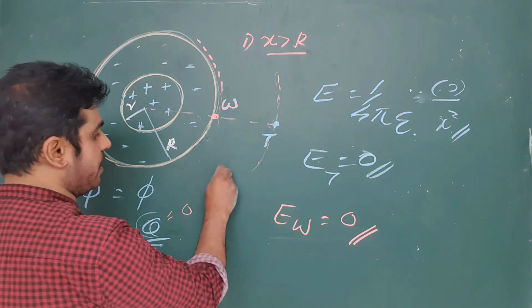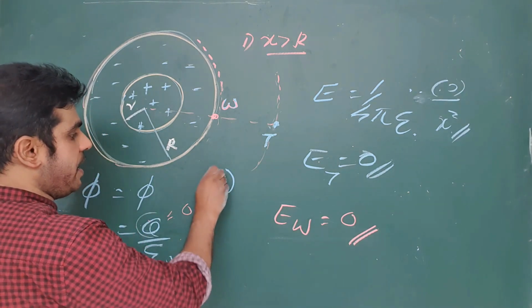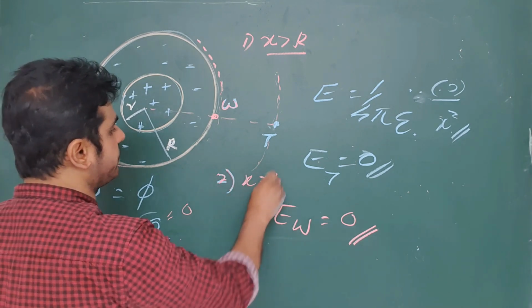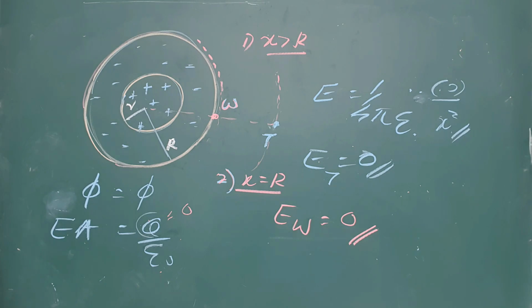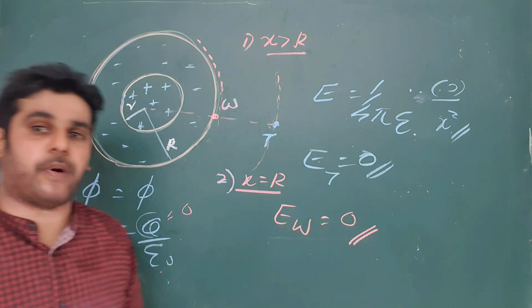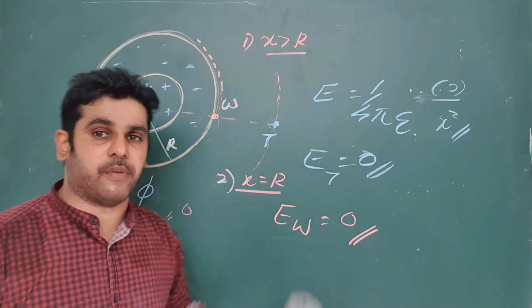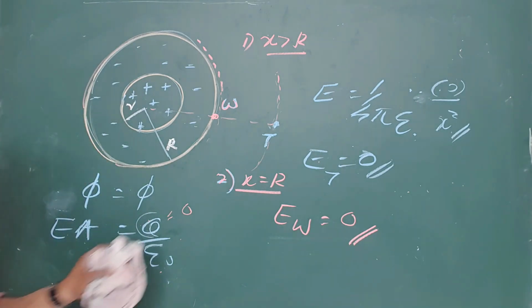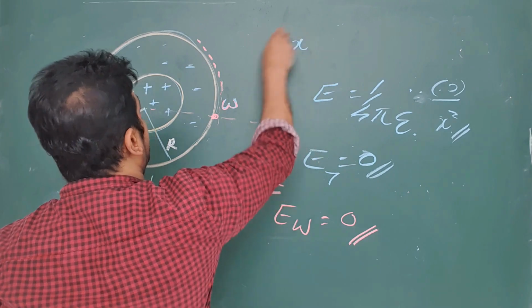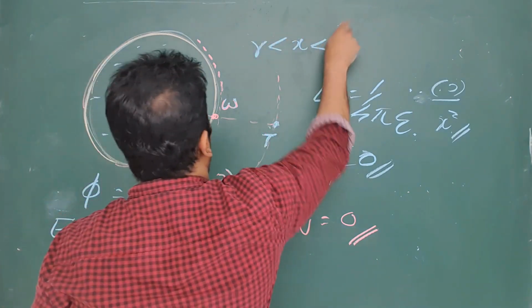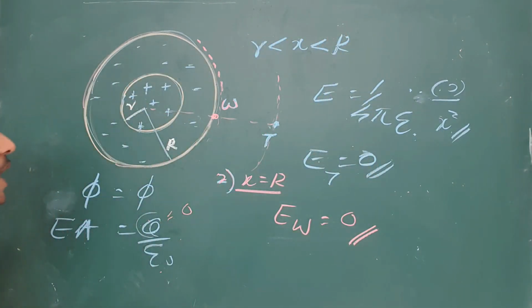Much more important calculation. Now this is the second part: x equals capital R. Now the third part is the much more important calculation in this question. Now, x greater than small r but less than capital R.